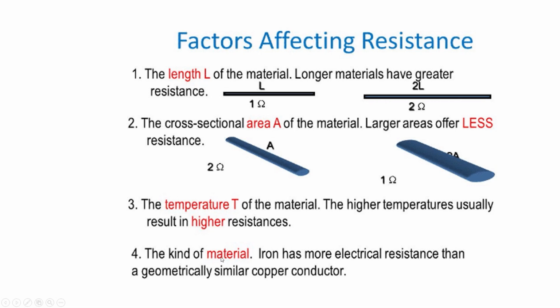Fourth, the kind of material. Resistance also depends on the material. For example, iron has more electrical resistance than a geometrically similar copper conductor. So iron's resistance is more compared to copper. That's why copper is used in electrical wiring, and iron is not used, because its electrical resistance is very high. So it will waste a lot of energy.